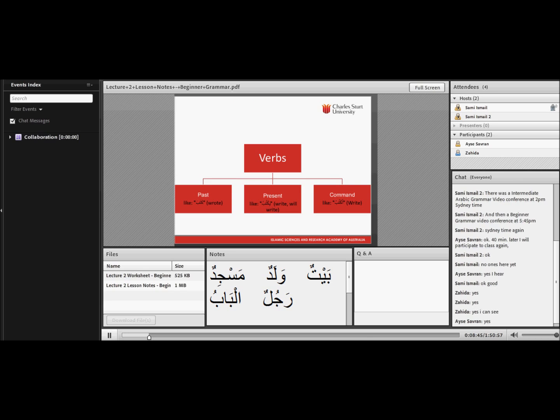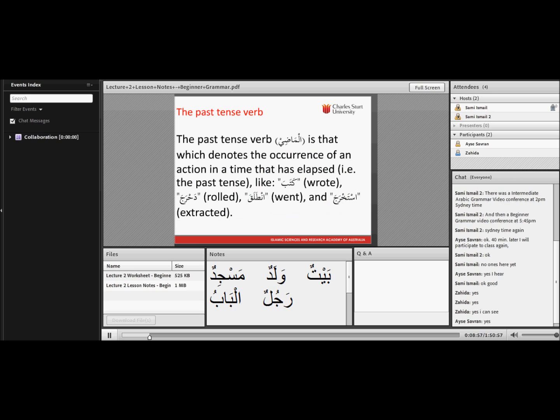Okay, so we have a nice diagram here. Verbs are divided into three: past tense, present or future tense, and command tense. Okay, so what is the past tense? What is the madi? Now, the madi tense is that which denotes the occurrence of an action in a time that has elapsed. Means it's finished, it's already done. Or in the past tense, like kataba, wrote, means he's already written it, it's finished and done.